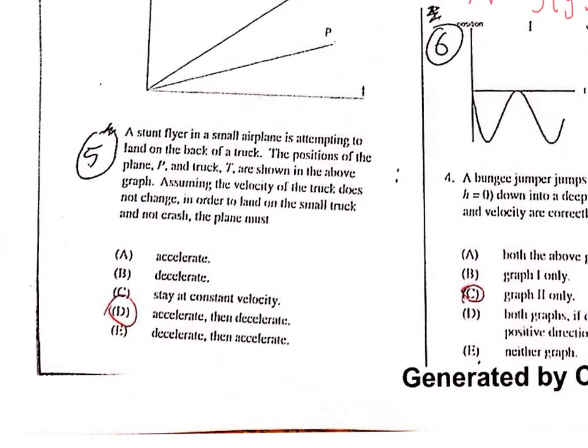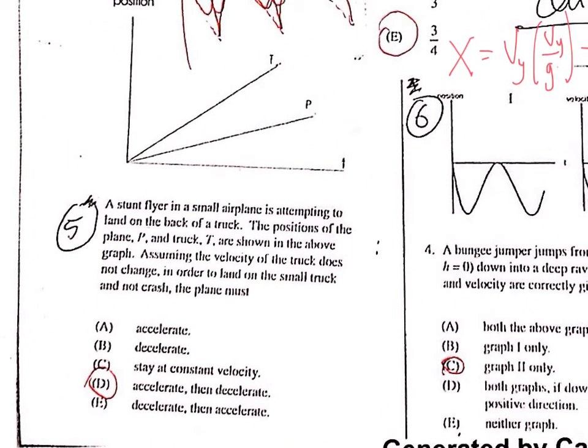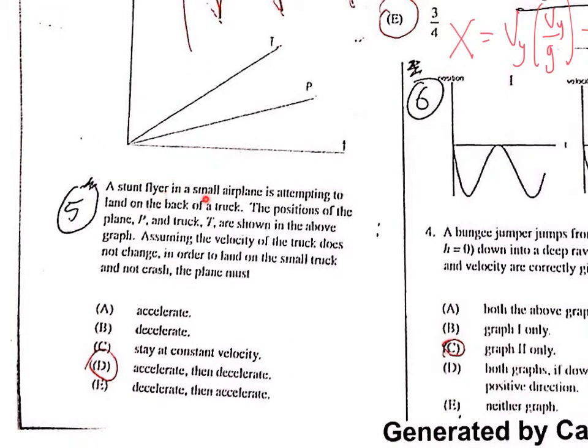Question 5, a stunt flyer, so we need this graph. A stunt flyer in a small airplane is attempting to land in the back of a truck. Positions are shown in the above graph. So we have truck and we have plane. This is position versus time. So the truck looks like, if we were to calculate the slope, it's going about twice as fast as the plane, which doesn't make a lot of sense, but that's what's going on.